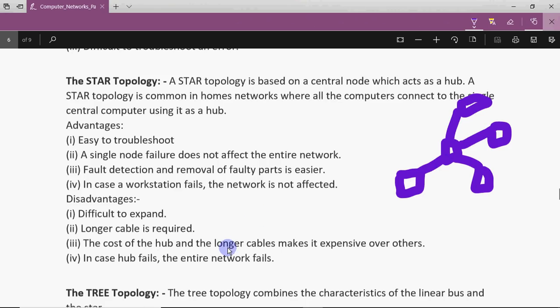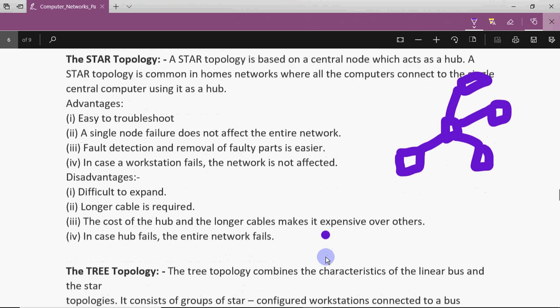The cost of the hub and the longer cables make it expensive compared to others. Then, in case the hub fails, if the server fails, the whole network fails. Nothing will work in the network then.